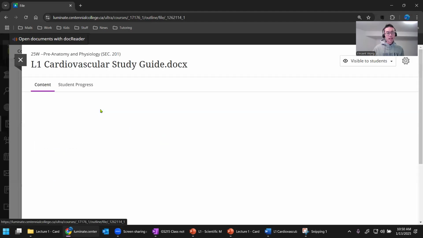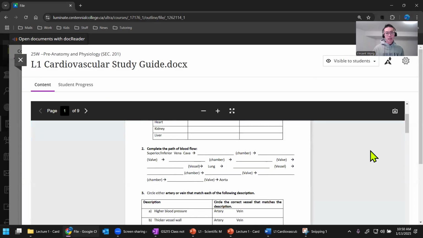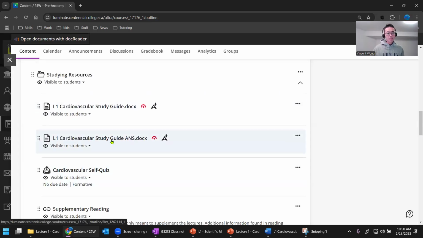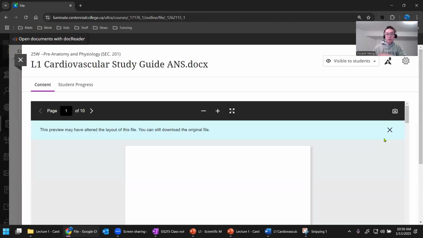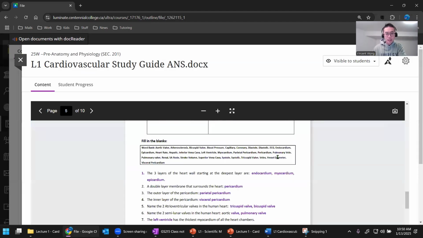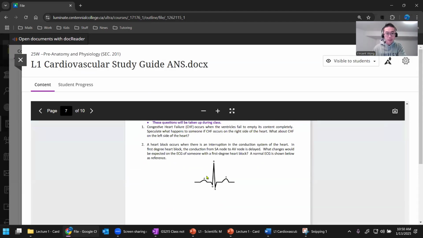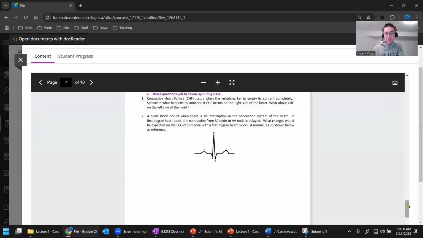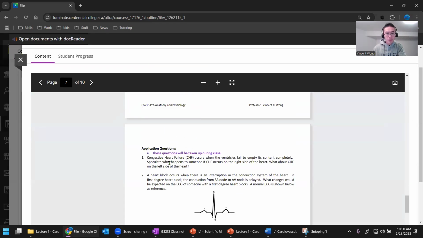Now, in the study guide, there are the answers, obviously, and then there are some application questions. I'm not going to take them up today. I want you to try them out first, and I'll take them up first thing at the beginning of Wednesday's class. But please try them first. These will show up in your quizzes as well.